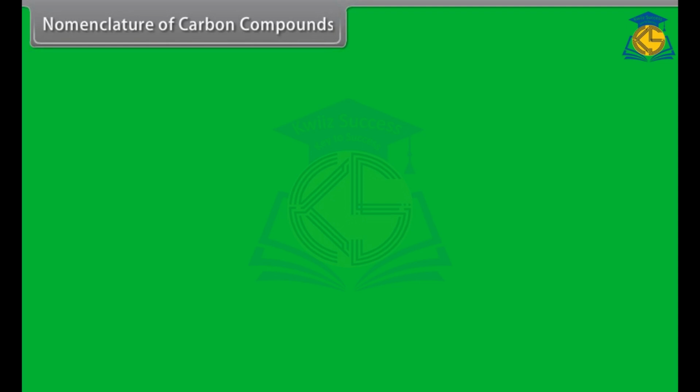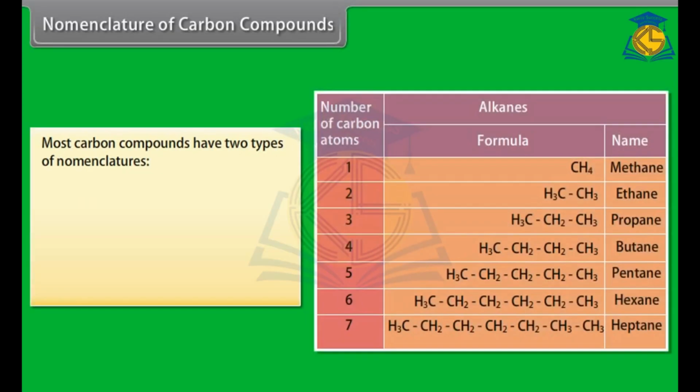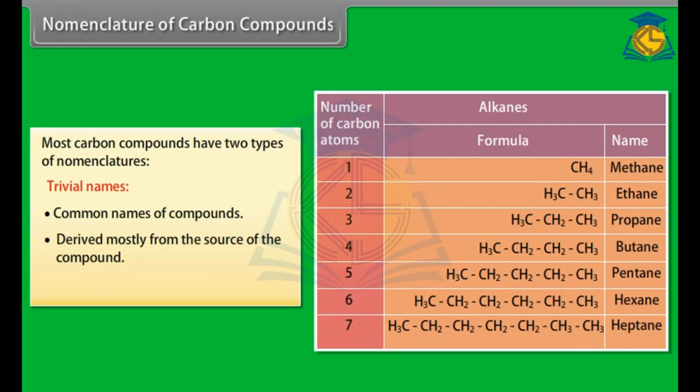The system of assigning a proper name to a particular carbon compound is called nomenclature. Most carbon compounds have 2 types of names. Trivial names. Trivial names are the commonly used names of carbon compounds. These are derived mostly from the source of the compound. However, names formed in this manner are ambiguous and repeating.